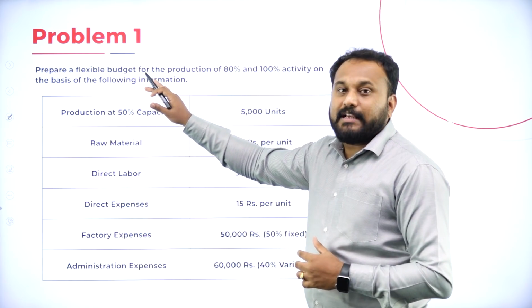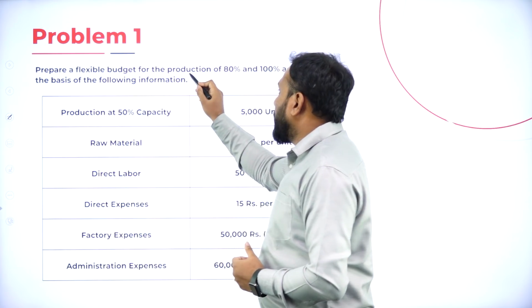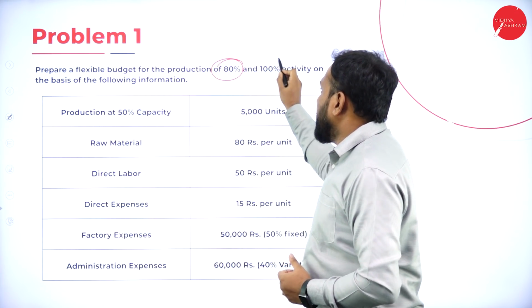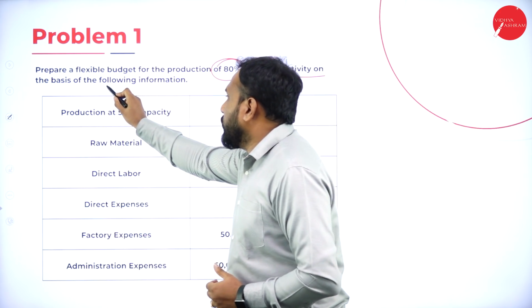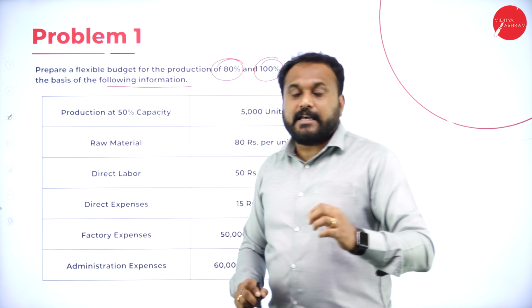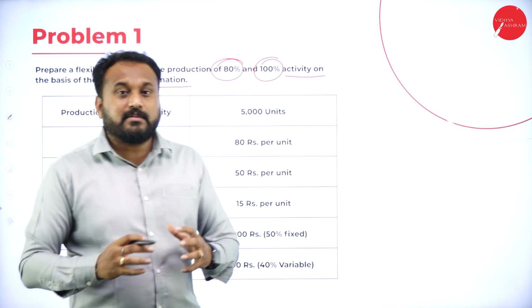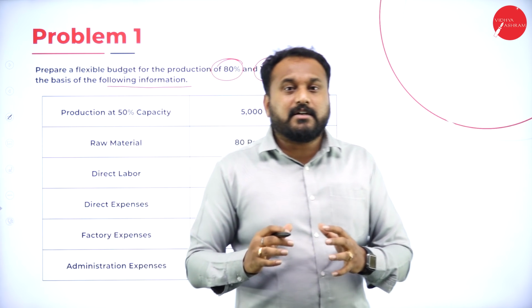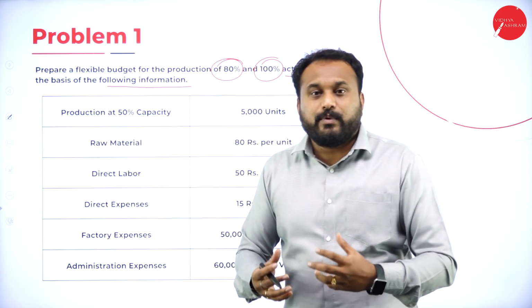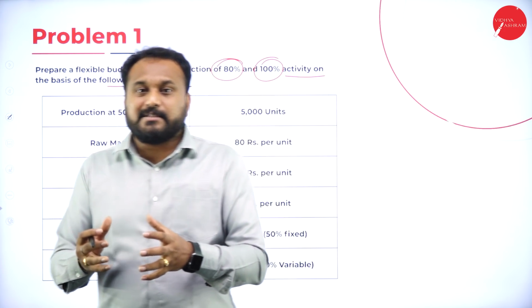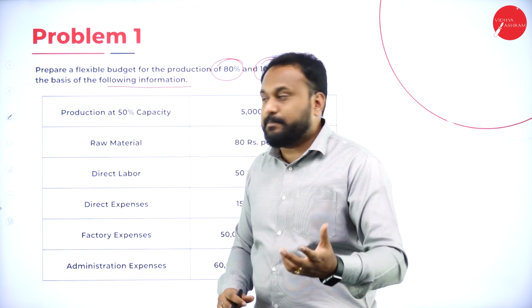Now, prepare a flexible budget. What is the question? Prepare a flexible budget for the production of 80% and 100% activity on the basis of the following information. So understand, firstly, whenever we start analyzing a question, we need to understand what the question is all about. When we understand that, we know what we are supposed to do, right? So we are supposed to prepare for 80% and 100%.